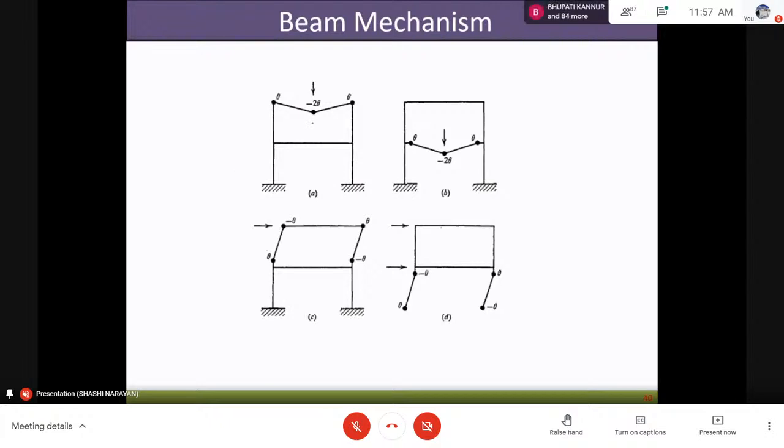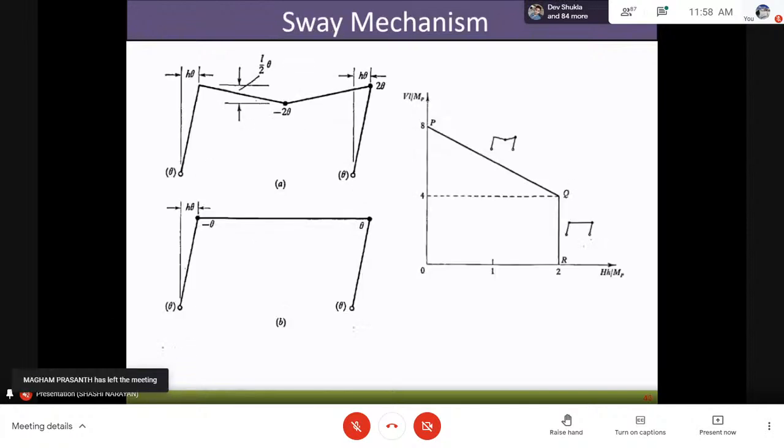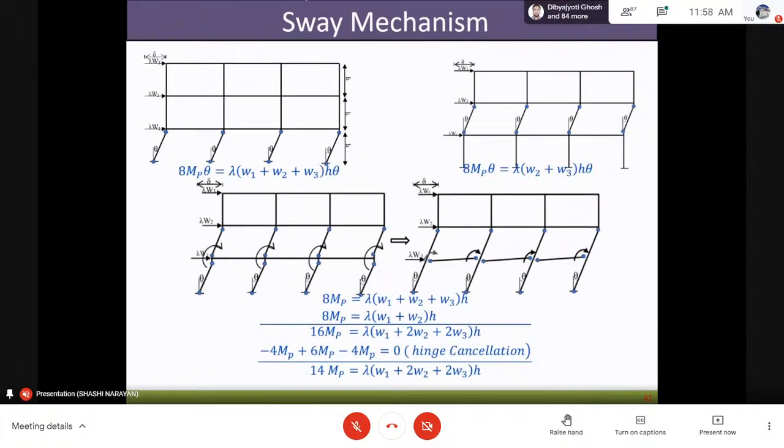If we consider beam mechanisms, these are the two beam mechanisms, and these are the two sway mechanisms. One thing you note is that the forces acting in the beam mechanism are in the vertical direction, and the forces acting in the sway mechanism are in the lateral direction. If we talk of a simple structure, there is an envelope that will come into this. We do not need to discuss that. Yeah, this is the sway mechanism.